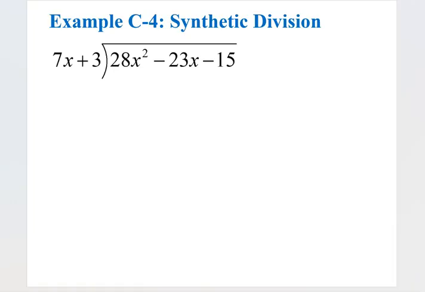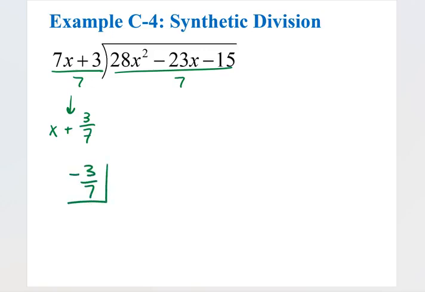All right, so one last example that we had in the long division as well. Notice I've got a 7 in front of my x. So that's the first thing. I'm going to divide everything by 7. All of this is going to get divided by 7. So this will give me x plus 3/7. That tells me my 0 is negative 3/7, and that's what's going to go in the box.